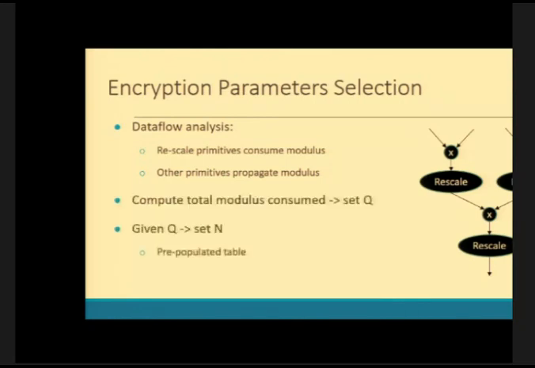So to determine the Q, you need to determine it so that you have some valid Q in the end, which is exactly what the data flow analysis does. You determine how much Q is consumed. Each rescale operation consumes some Q. The rest of the operations just propagate whatever is there. So at the end, we know how much Q will be consumed by the entire circuit. So we can set the initial Q to be larger than the minimum required so that you would get the correct answer. And given this Q, you can determine N, which is basically a table given by experts. So you can determine the minimum Q and N for which the program is both correct and secure. So that ensures that the program is correct, secure, and performant.